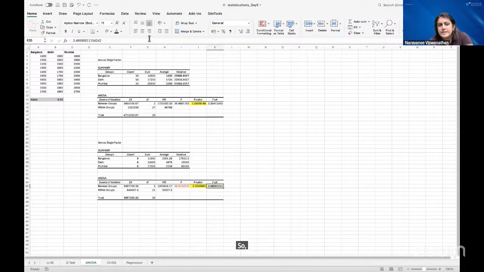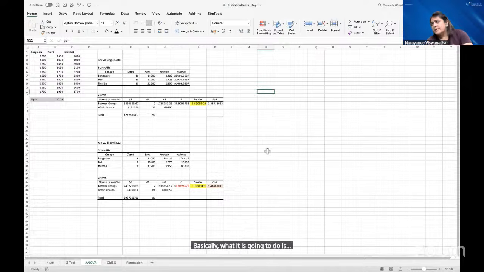So ANOVA basically looks like this. What does ANOVA do? Basically, it is going to look at clusters of data. ANOVA basically tells me that one cluster looks to be much farther than the other clusters. Am I making sense, everyone? Is ANOVA clear? How many of you understood this? How many of you are not understanding this?